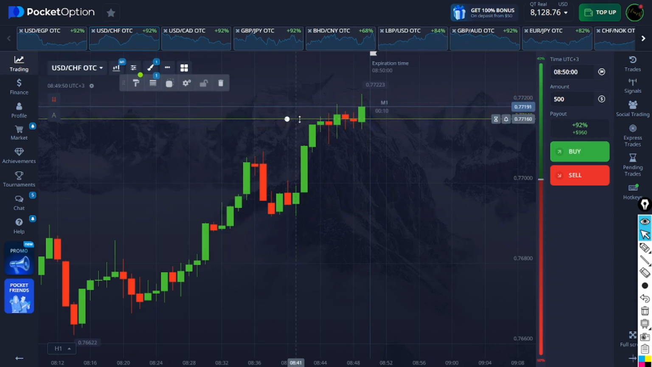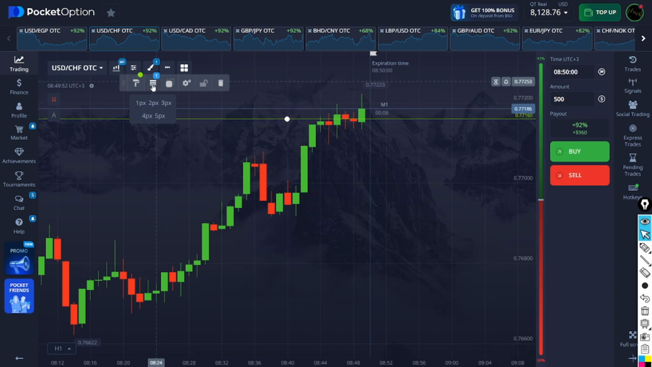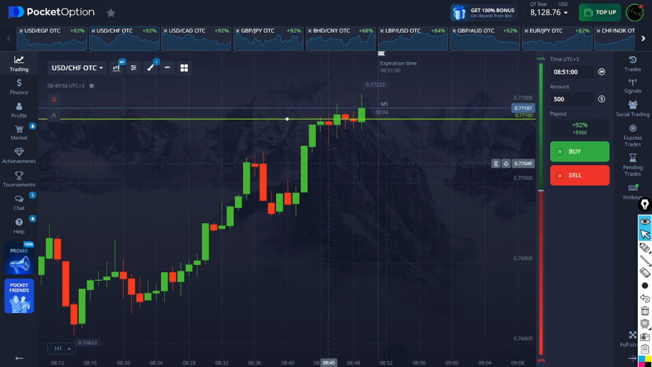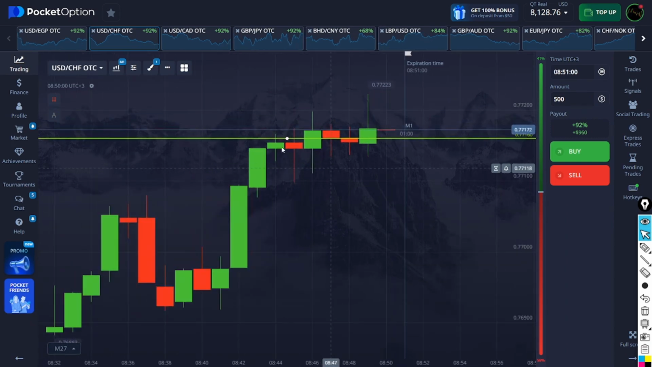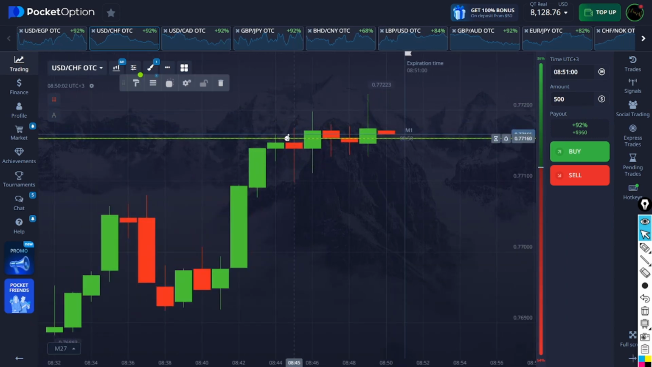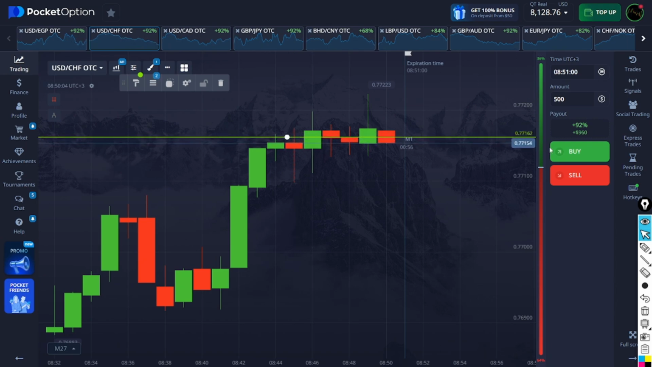Okay, I think I found an opportunity right here. So let me draw it for you. We have a demand area right here, and we also created a high. We are moving in an uptrend, so these are confirmations. So let me take a trade with the buyers.